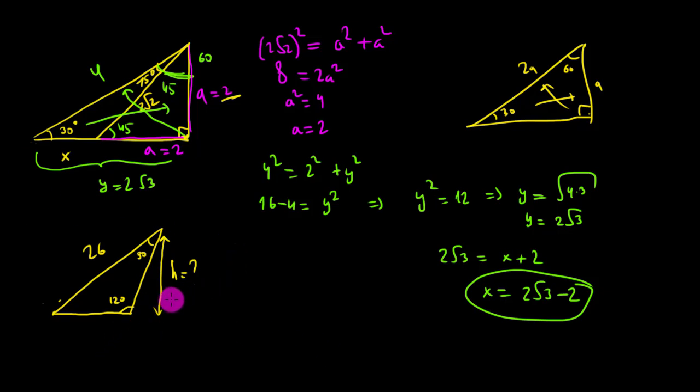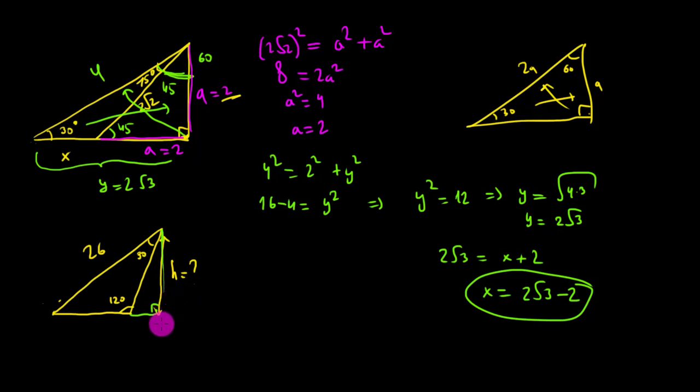So here you have some triangle, and the angle here is 120. This is 30. Yeah? This side is 26, and we have to find the height of this triangle. What is the height? Okay, now let's draw a right triangle here. If you do it this way, the height always should be 90 degrees.